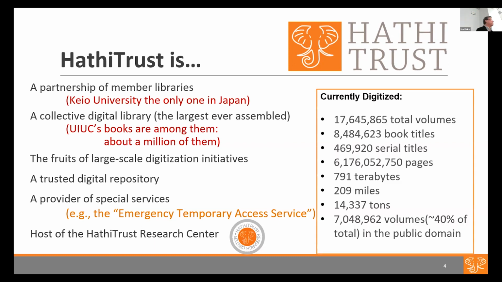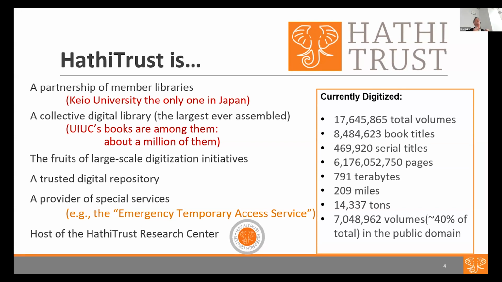So this is a very big project. There are 17 million books in this collection. There are 8 million book titles, so some copies are duplicate, for example. There are 469,000 serial titles, so journals and so on.